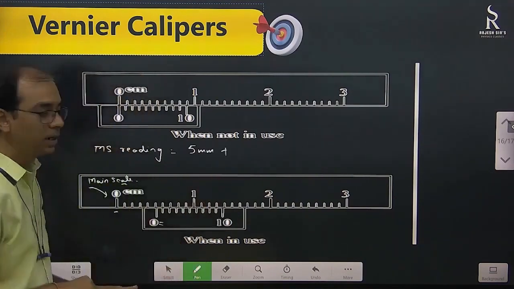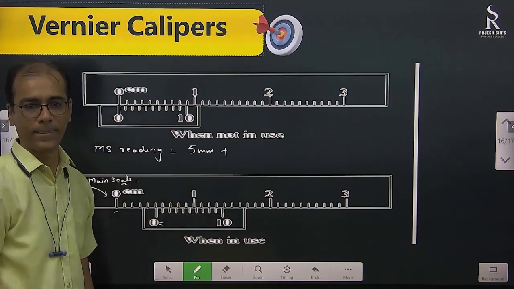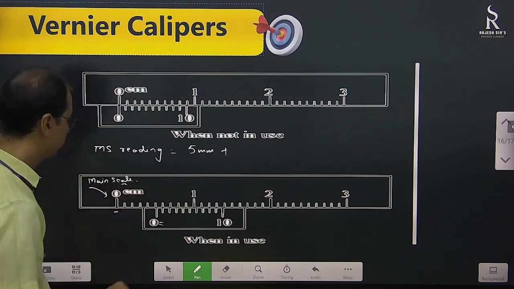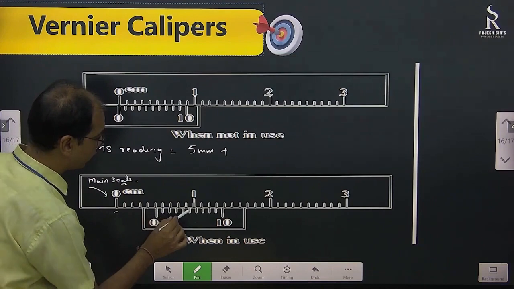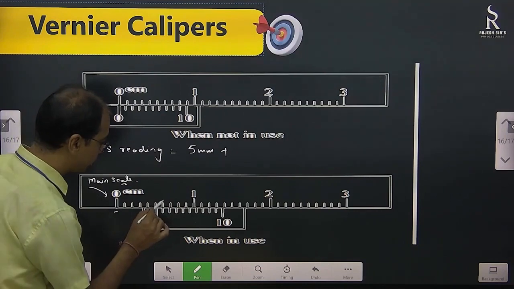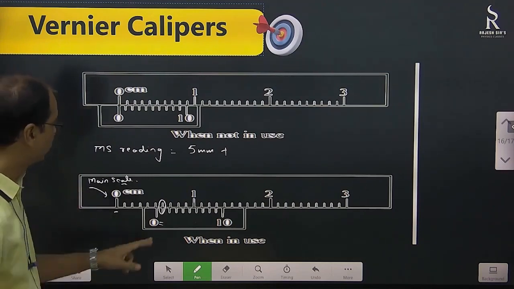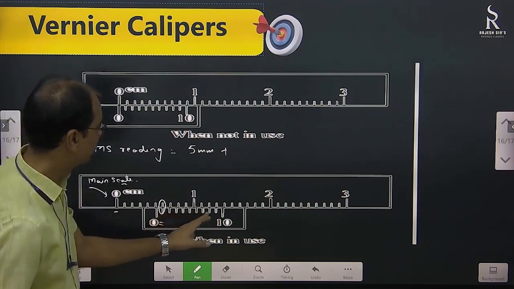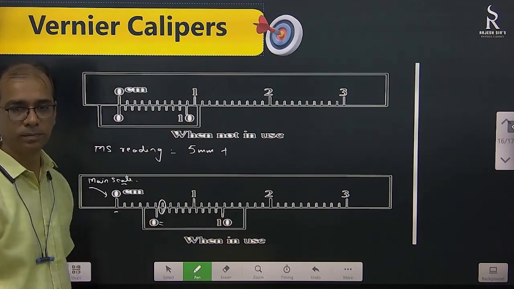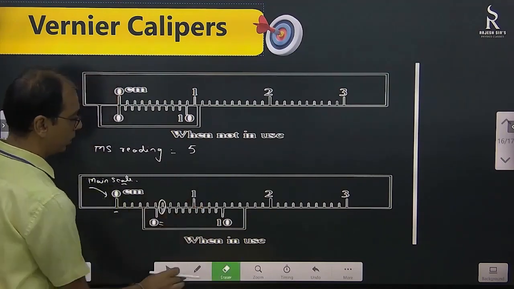Plus, now how to see the Vernier scale reading? You have to see which graduation of the Vernier scale exactly coincides with a reading of the main scale. 1, 2, 3, 4, 5, 6, 7, 8, 9, 10. Which one is matching exactly? This itself, the first one. The remaining all have some difference. So the Vernier scale reading is 1. Main scale reading is 5, Vernier scale reading is 1.